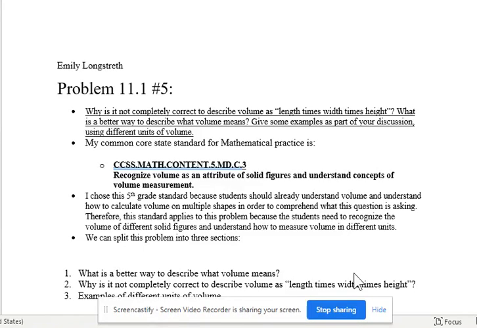Hello, I have problem 11-1, number 5. The question asks, why is it not completely correct to describe volume as length times width times height? What is a better way to describe what volume means? And give examples as part of your discussion using different units of volume.